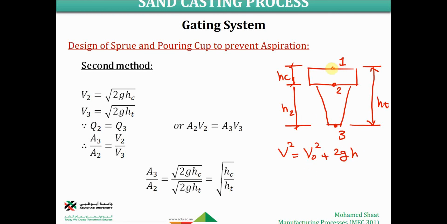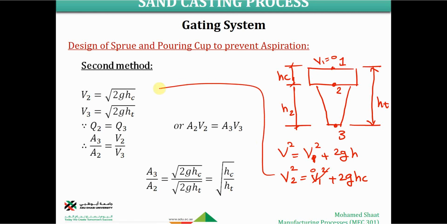So if we consider our reference here is 1 and the velocity 1 equals 0, so if this is v1, and I ask you to find v2 square, it will be v1 square plus 2g times the height of area 2 from area 1. The height of area 2 from area 1 is just hc. This one is 0, so we're gonna end up with this relation that v2 equals the square root of 2ghc.